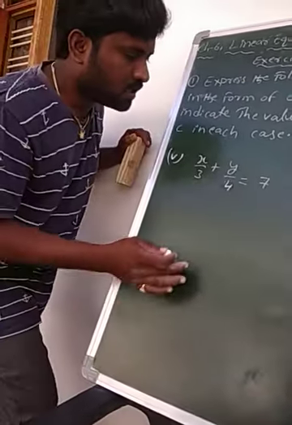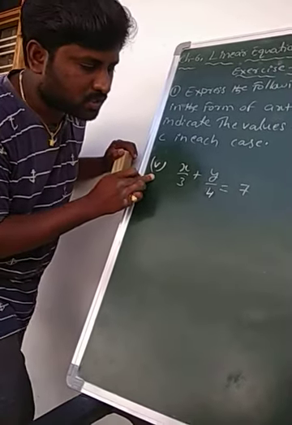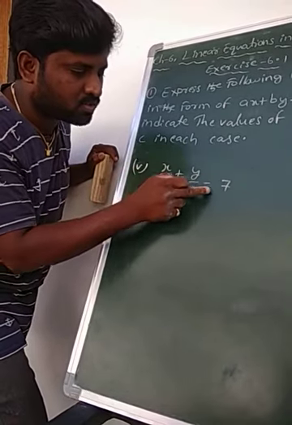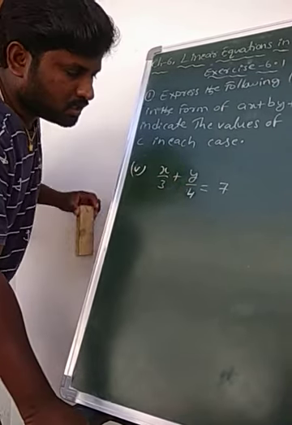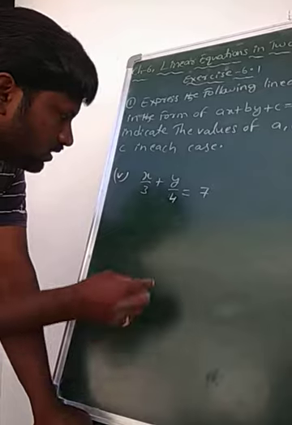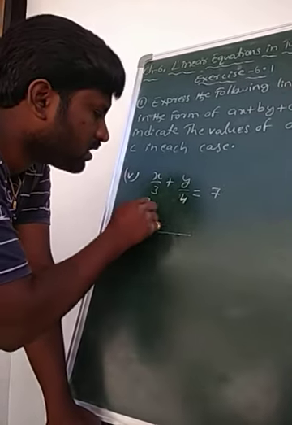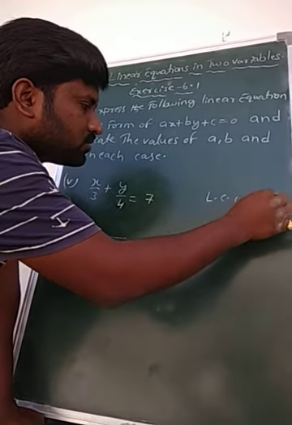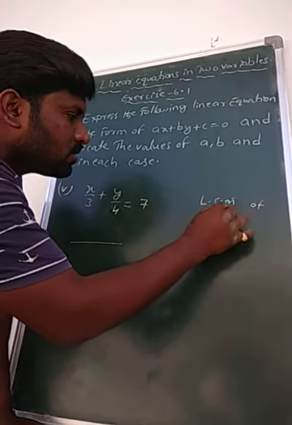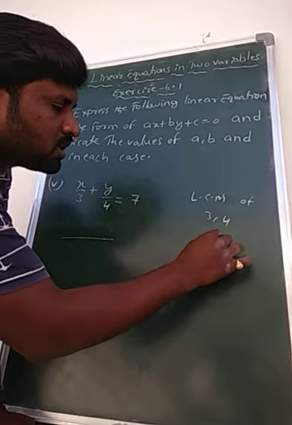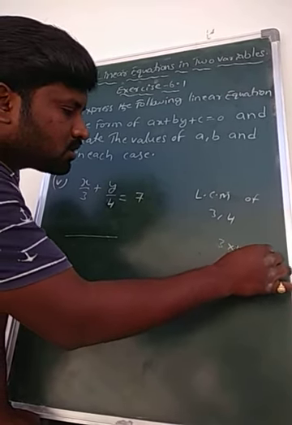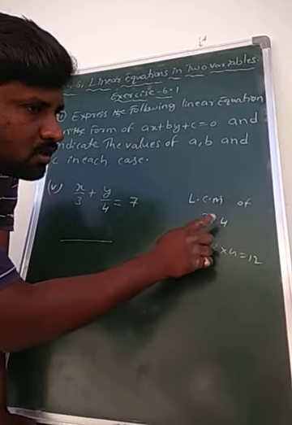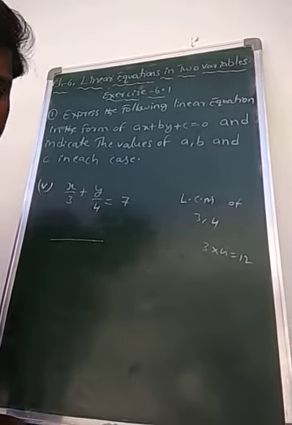Okay, students. Now question number 5. The question is given like this: x by 3 plus y by 4 is equal to 7. First of all I am taking the LCM of 3 comma 4. The LCM of 3 comma 4 is 12, because these two numbers are co-prime numbers.